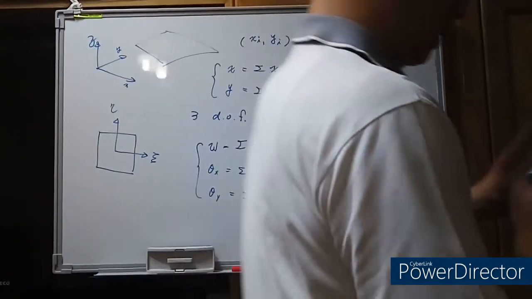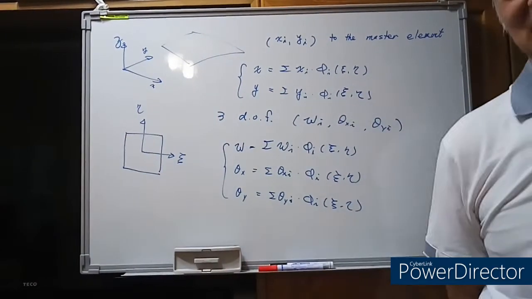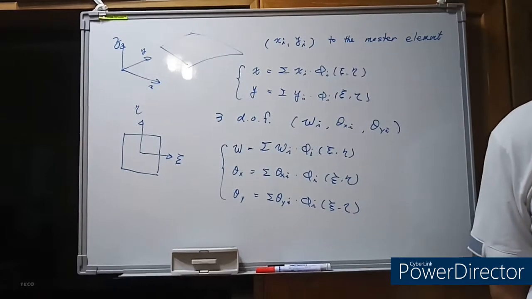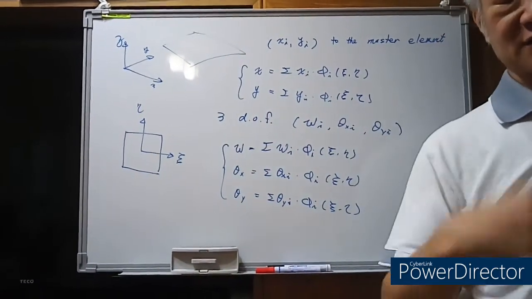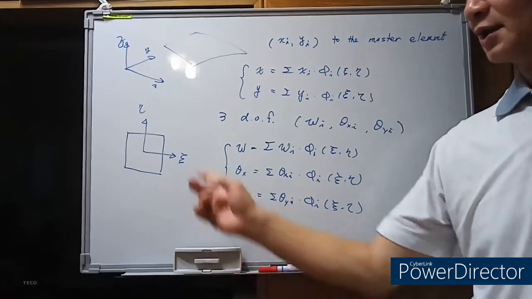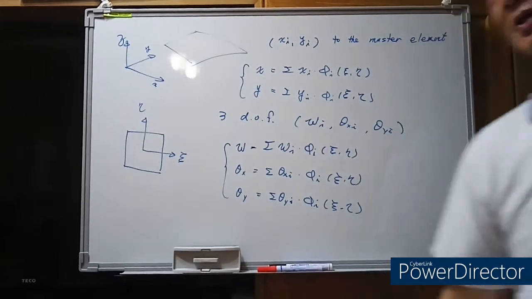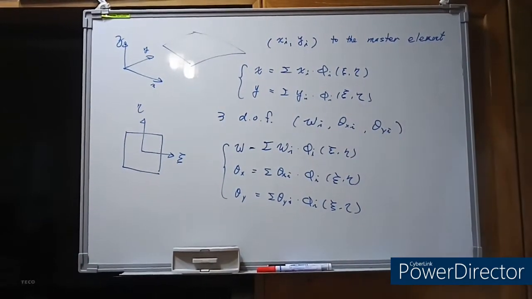So after we send the nodal displacement to the masked element, then we can use the shape functions to establish three continuous functions, w, theta x, and the theta y in the masked element. Okay, print the screen, then I will continue.